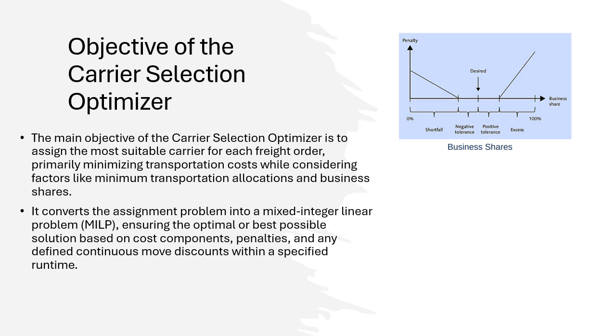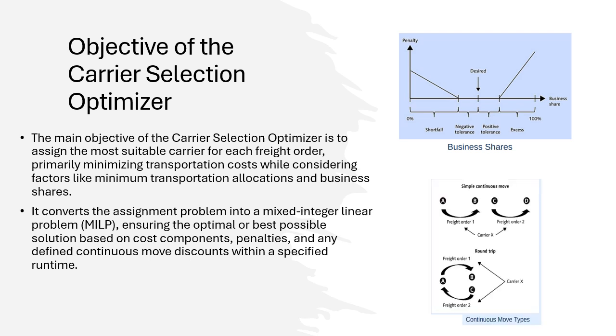And next, this image shows the target distribution of freight orders among various carriers. This image shows how shares are enforced with penalty costs for non-compliance, the business share constraints, which allow carriers to receive a percentage of the orders, which will ensure compliance with long-term contractual obligations.